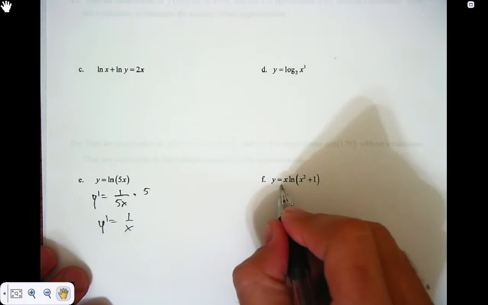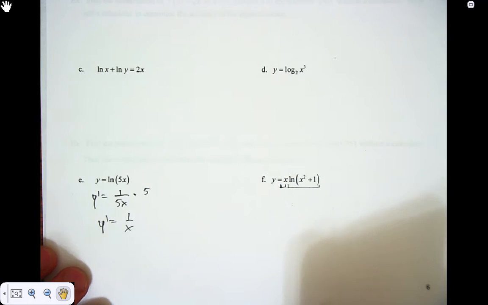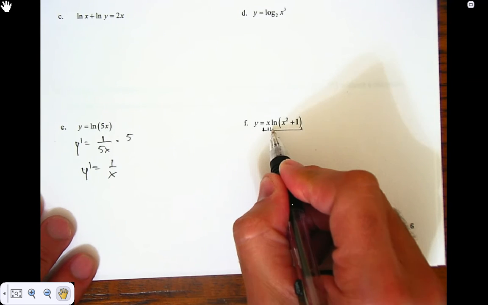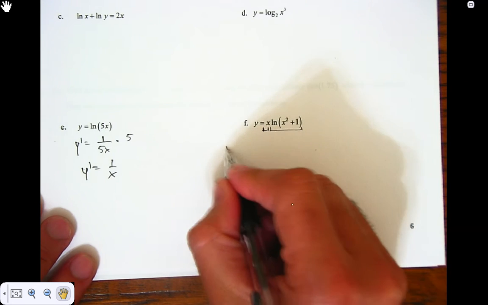Let's do how about this product one here? So let's come over here. So this is going to be a function and a function. And so we're supposed to do the product rule, which is old stuff, but now we have the abilities to take the derivative of natural logs. And so we'd say y prime equals.